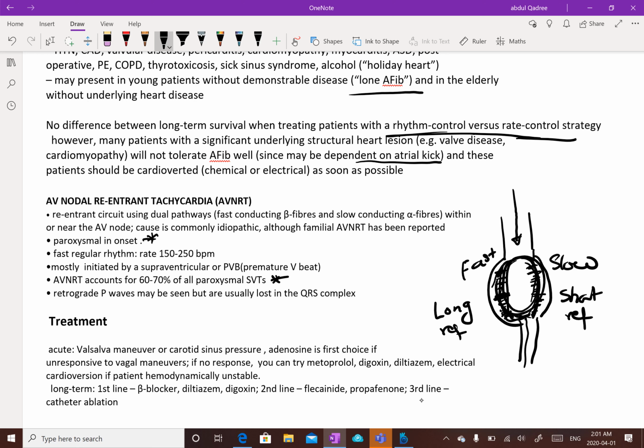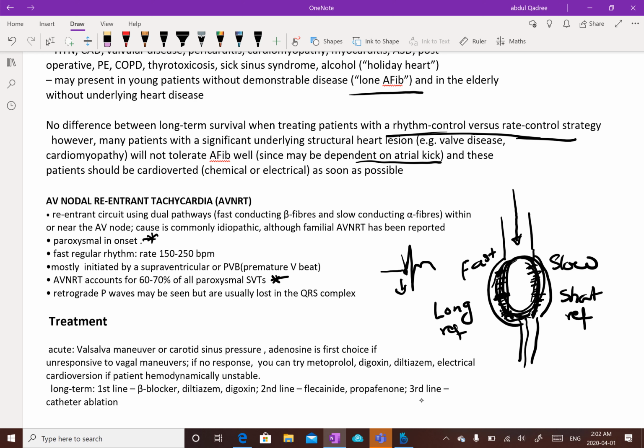Retrograde P waves means that the P waves are below. Let's say if I have a P wave right now and a QRS complex like this one, AVNRT will look like this. The P wave is lost in here, and I cannot find it. It's deep inside the QRS, and it's retrograde, pointing downwards rather than upwards. And it's lost in the QRS complex, as we said.